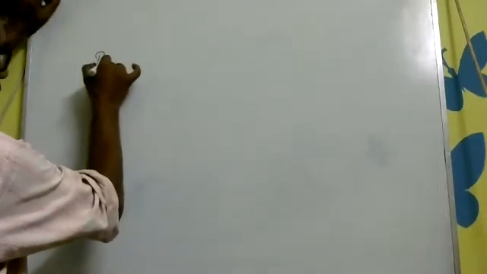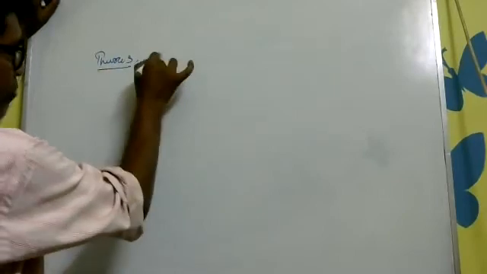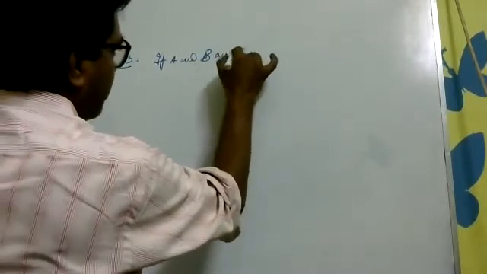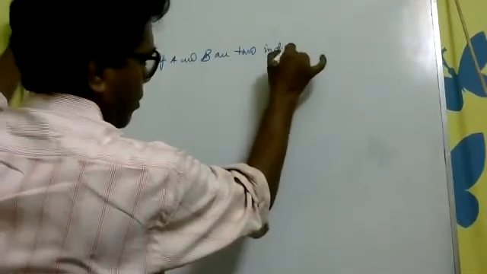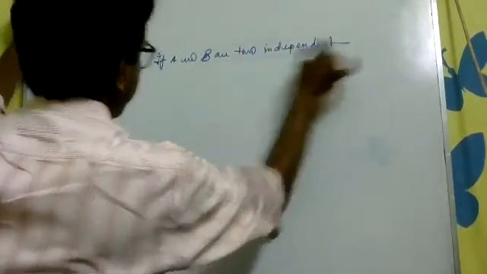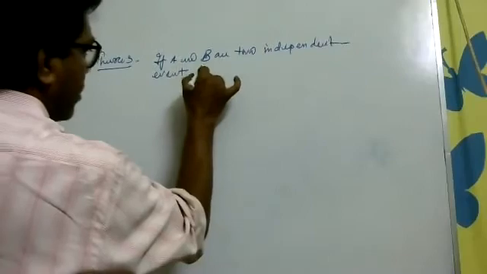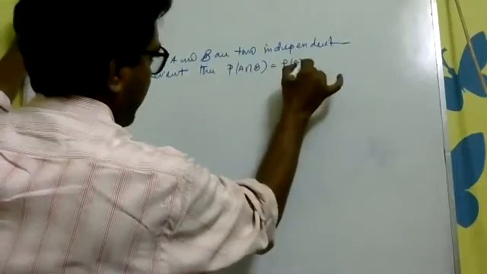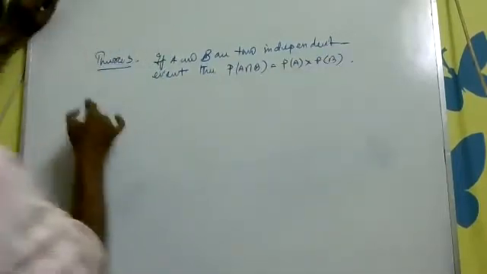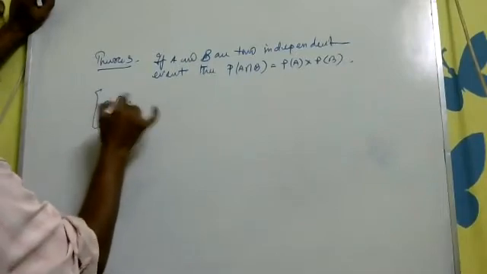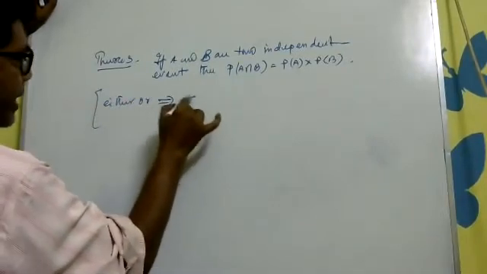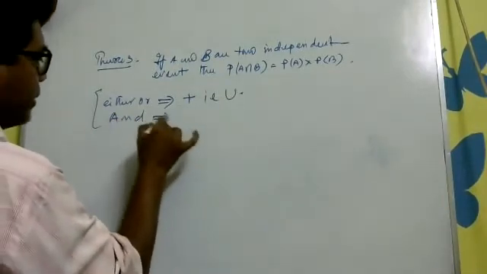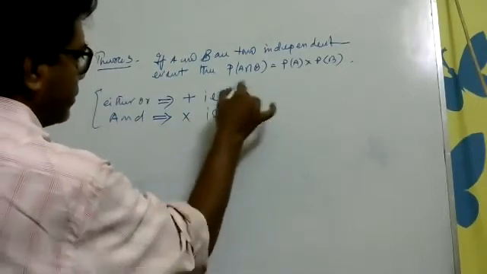Theorem 3. If A and B are two independent events, then P(A intersection B) is equal to probability of A into probability of B. In case of probability, "either or" implies addition, that is union, and "and" implies multiplication, that is intersection.